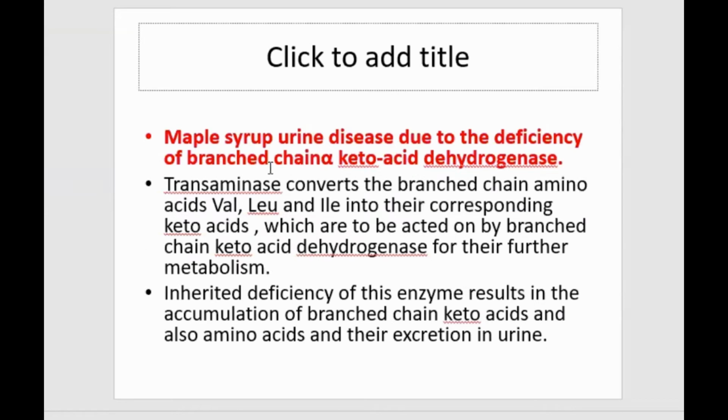Coming back to the alpha keto acid dehydrogenase deficiency, which causes maple syrup urine disease. Maple syrup urine disease is due to the deficiency of branched chain alpha keto acid dehydrogenase. Now, transaminase converts the branched chain amino acids valine, leucine, and isoleucine into their corresponding keto acids.